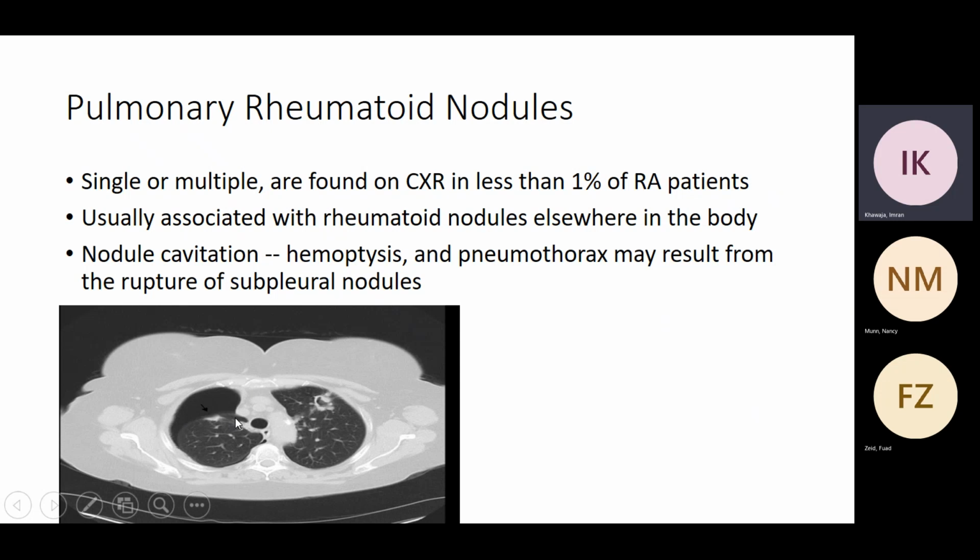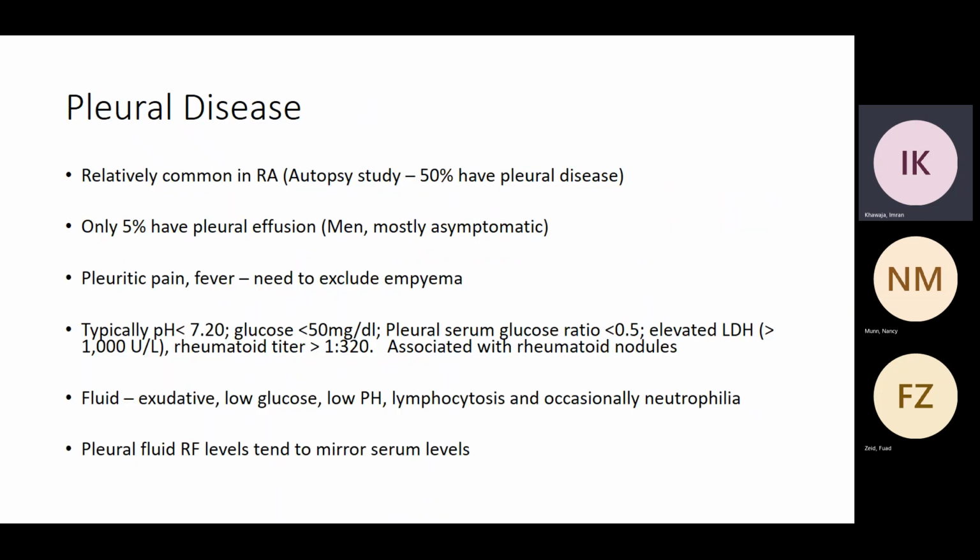So that presentation also is a possibility. Pleural disease, I think, is the most common manifestation of intrathoracic disease in rheumatoid arthritis. Relatively common. Autopsy studies show that 50% have pleural disease, but only 5% have pleural effusion. And typically the pH is low, glucose is low, and the pleural fluid to serum glucose ratio is low. It looks like an empyema.